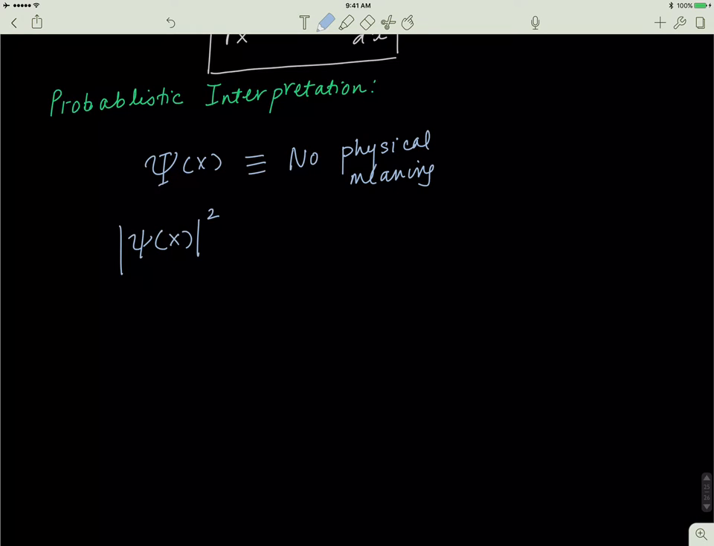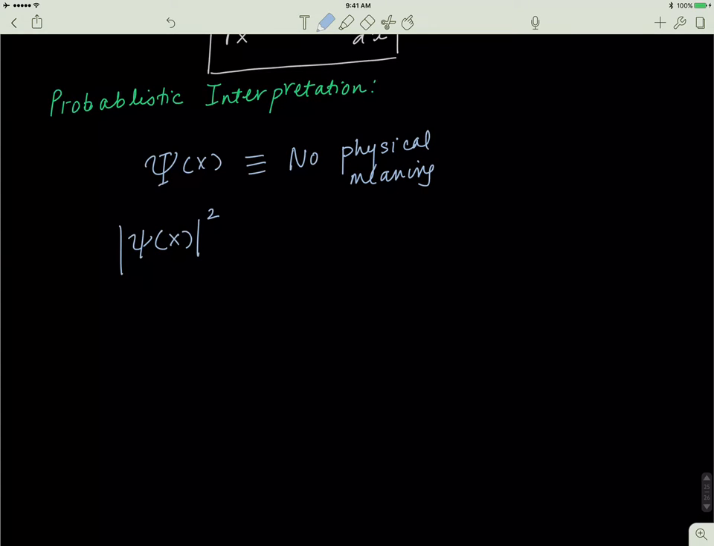Without psi of x, we couldn't calculate its square. So psi of x is extremely important, and it has a million other importances as well. So we'll talk about that later. But right now, what I want to tell you is that psi of x doesn't really have any physical significance. The only thing that has physical significance is psi x squared.